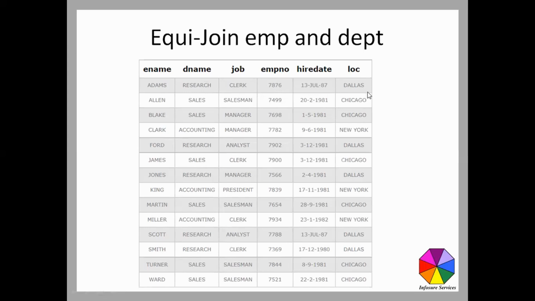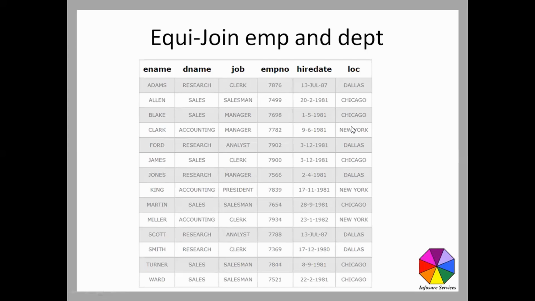In denormalized structures, we need to join to fetch columns from both tables. Here, location is from the department table. Employee is from the employee table. Job, employee number, and hire date are all from the employee table. So if we join, it shows meaningful information like that. James works in the sales department, his job is clerk, and his employee number is that. His department of sales is located in Chicago. Same out here: Martin, Chicago. So this is an equi-join.